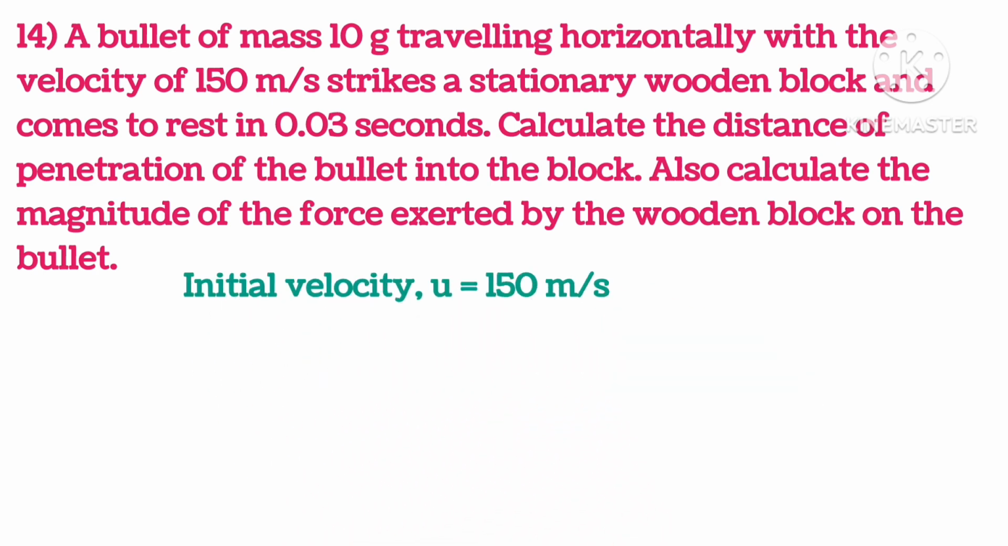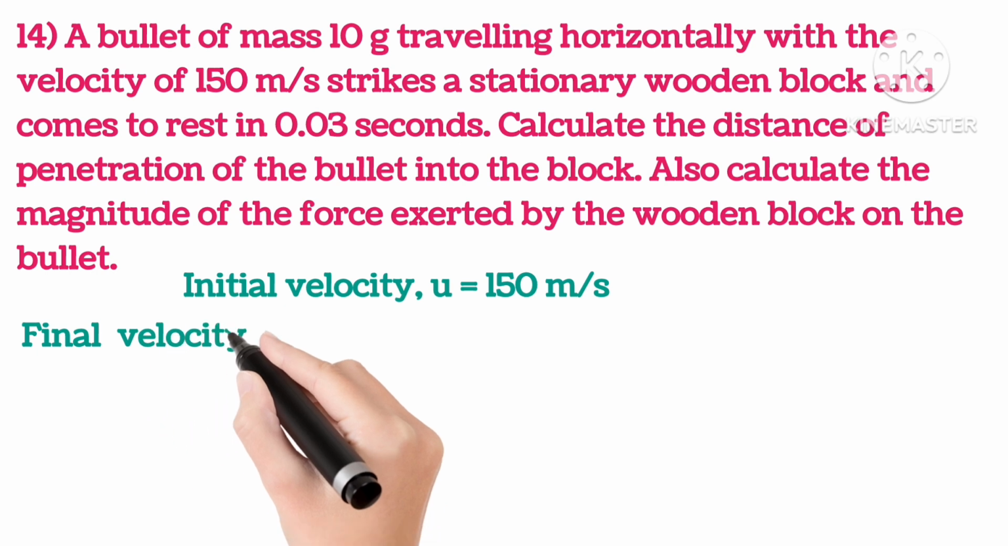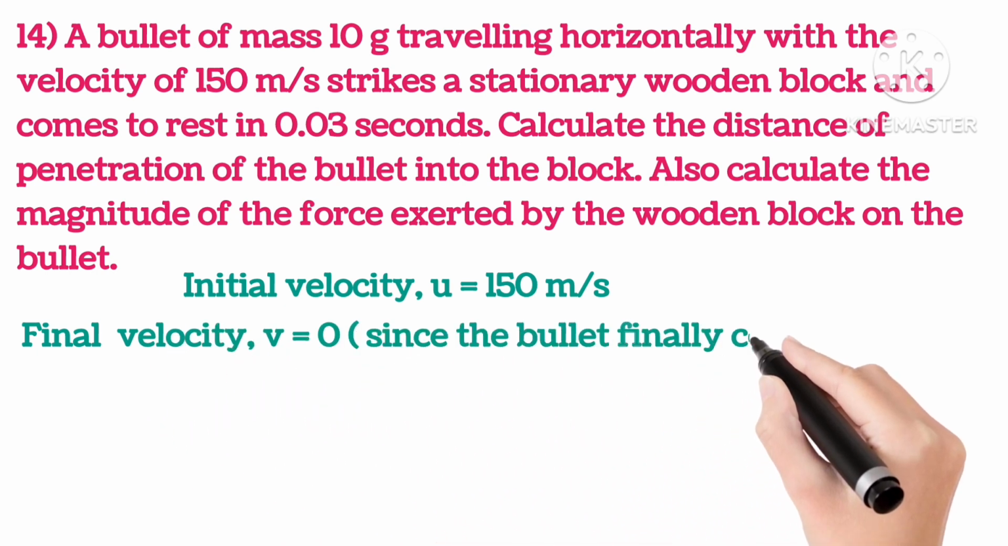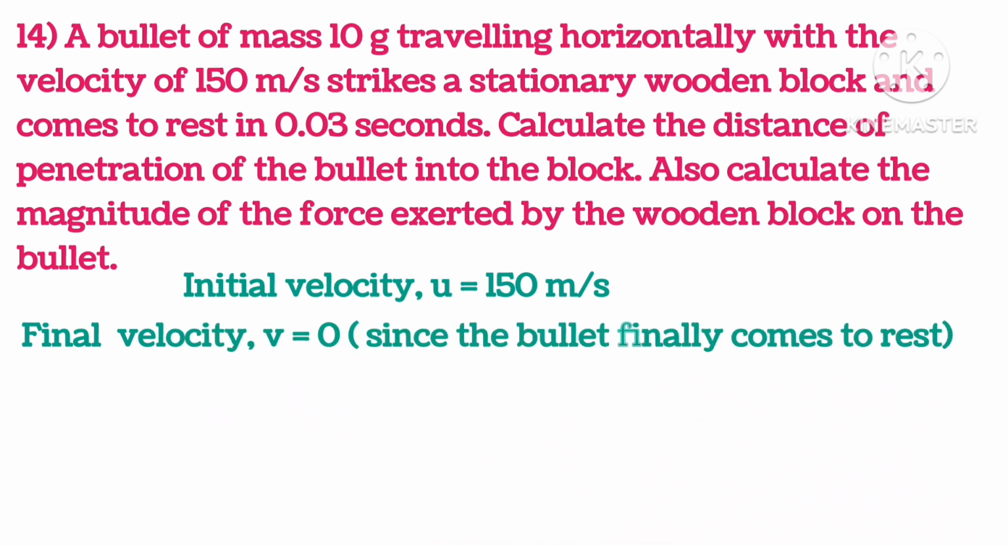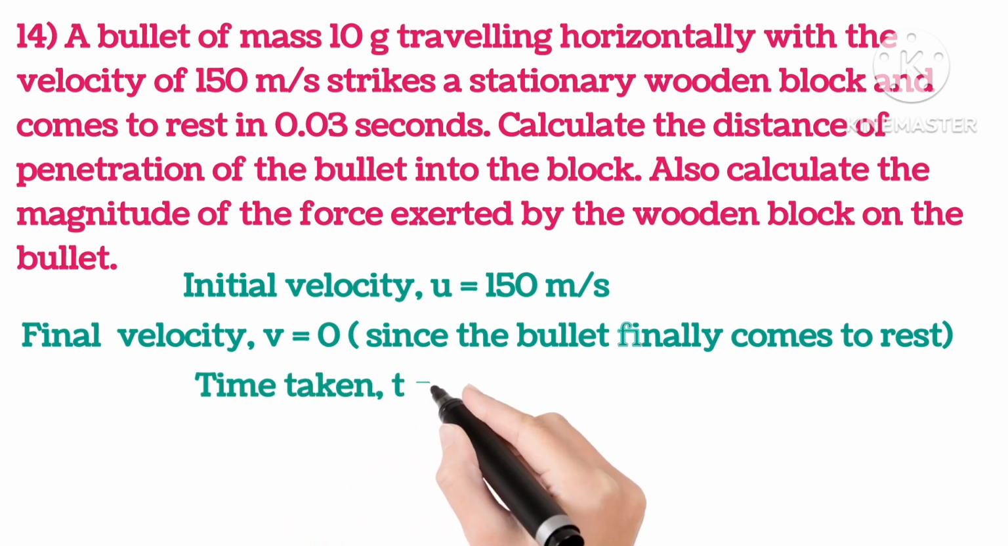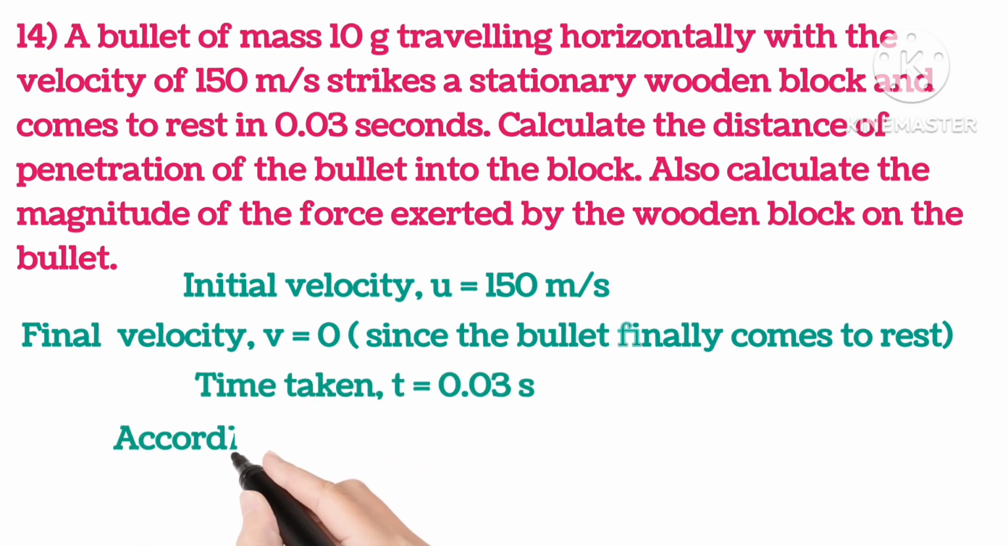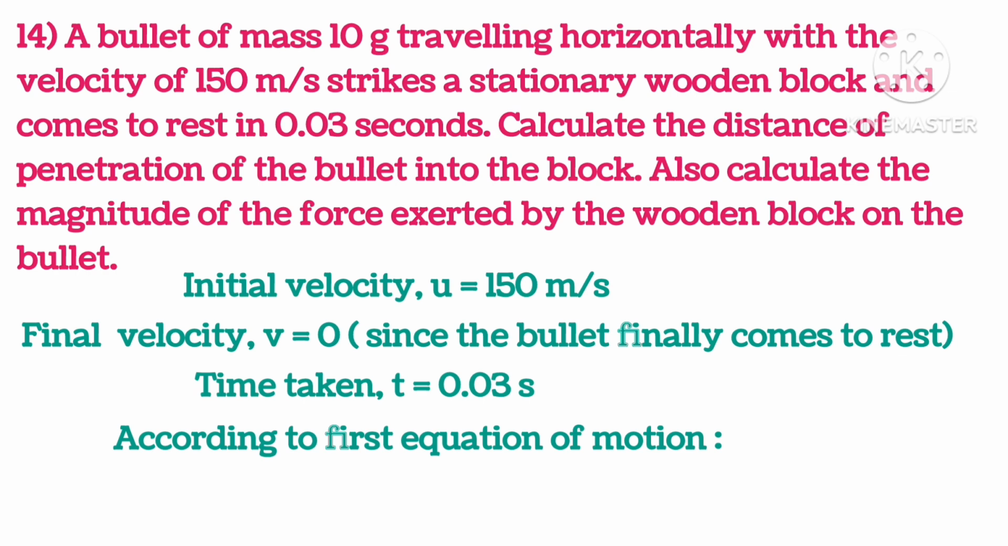Initial velocity is 150 meter per second. Final velocity is 0 since the bullet finally comes to rest. Time taken here is 0.03 second. According to the first law of motion, v is equals to u plus at.